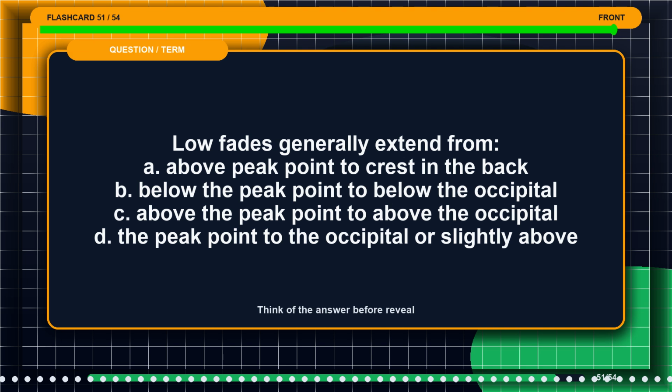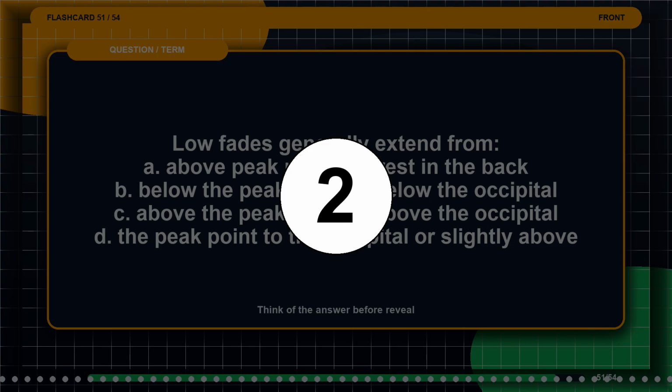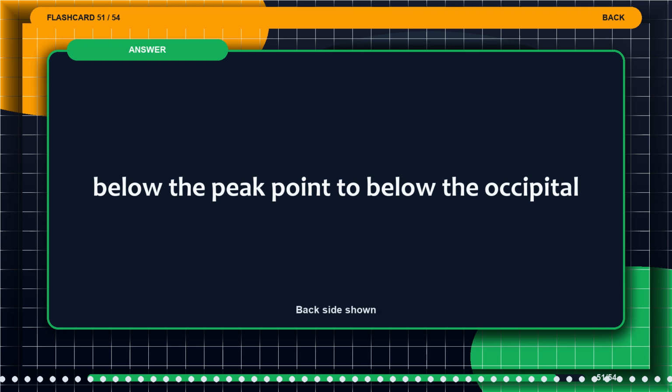Flashcard 51. Low fades generally extend from A. Above peak point to crest in the back. B. Below the peak point to below the occipital. C. Above the peak point to above the occipital. D. The peak point to the occipital or slightly above. Pause and think of the answer before the reveal. The answer is below the peak point to below the occipital.